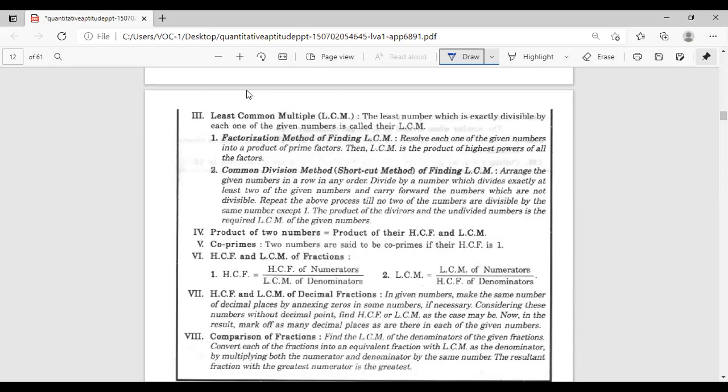Next is product of two numbers. The formula is: the product of any two numbers equals the product of their HCF and LCM. That should be equal. Next is co-prime numbers. Two numbers are said to be co-primes if their HCF is 1.